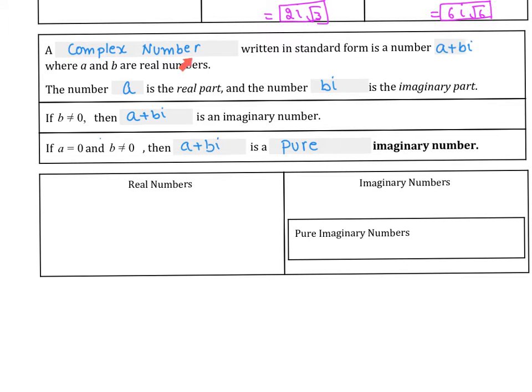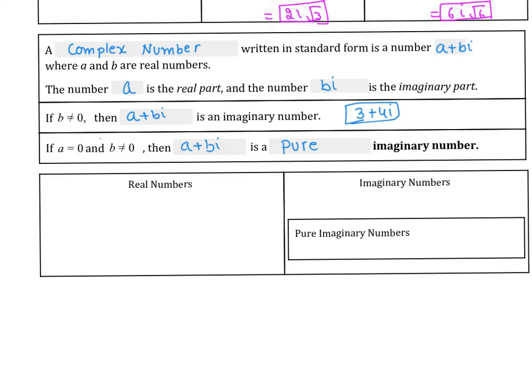A complex number written in standard form is a number a plus bi, where a is the real part and bi is called the imaginary part. So if b is not equal to 0, then a plus bi is an imaginary number. For example, any number where you have an a and you have a b, so 3 plus 4i, that whole number is called an imaginary number.